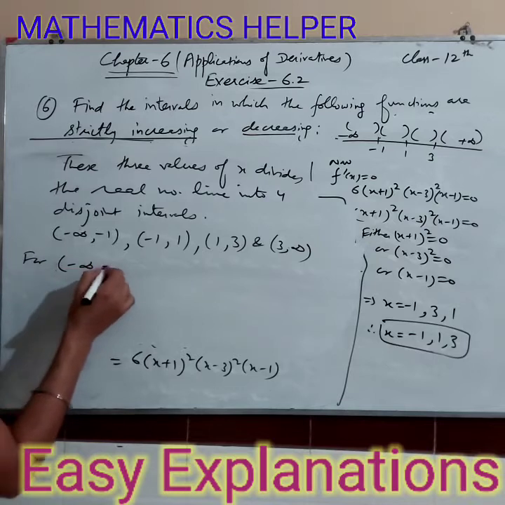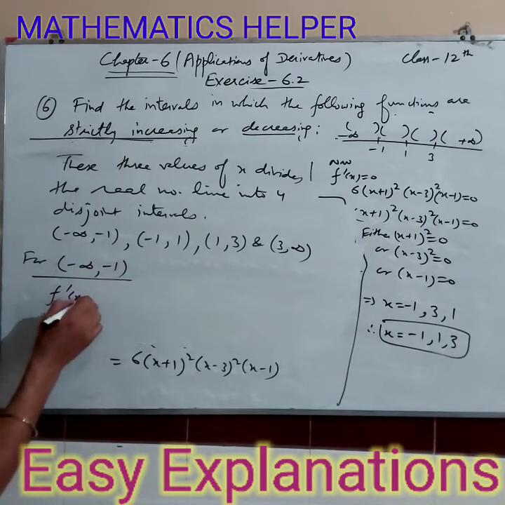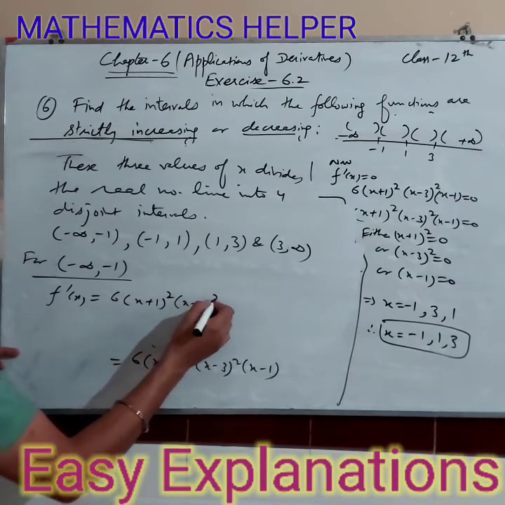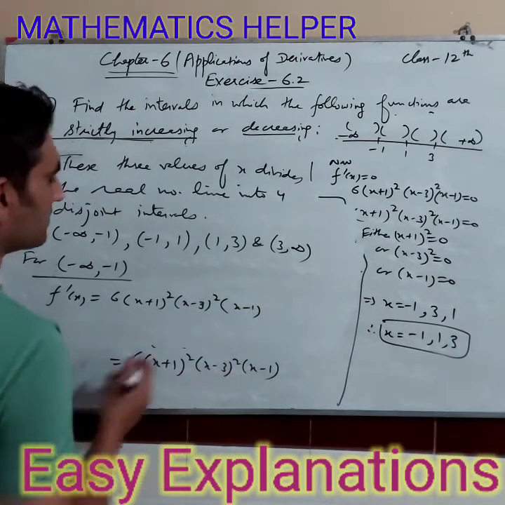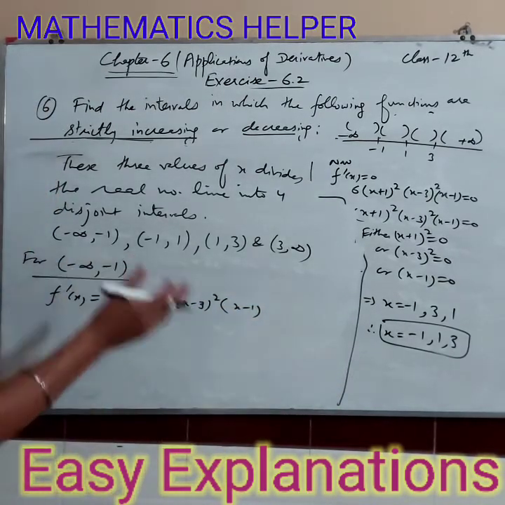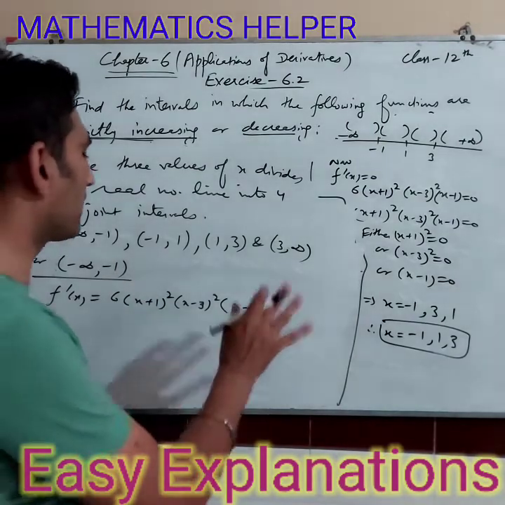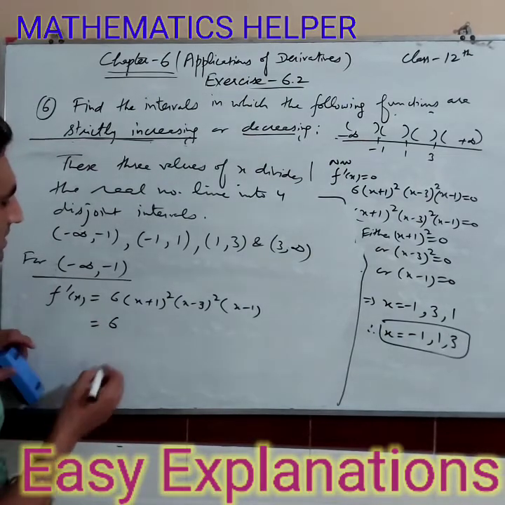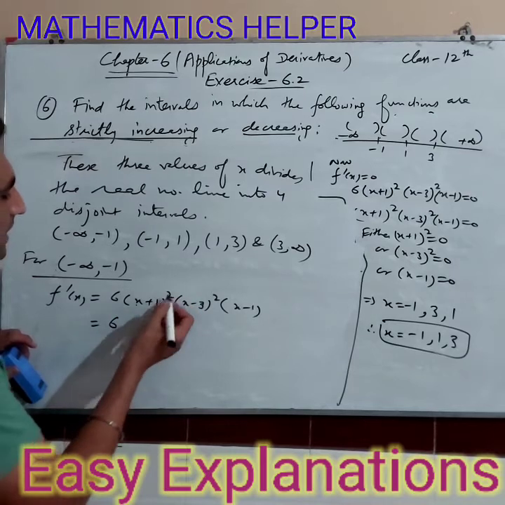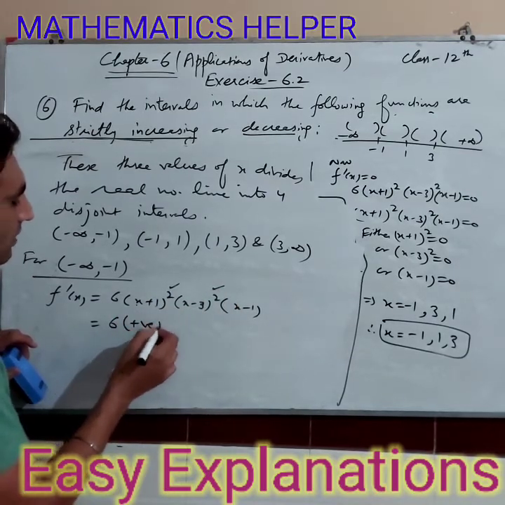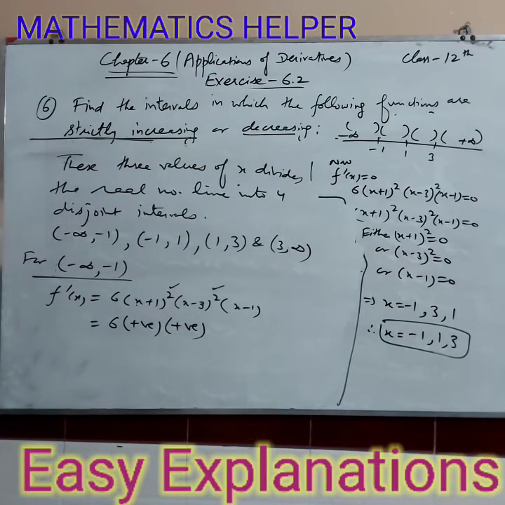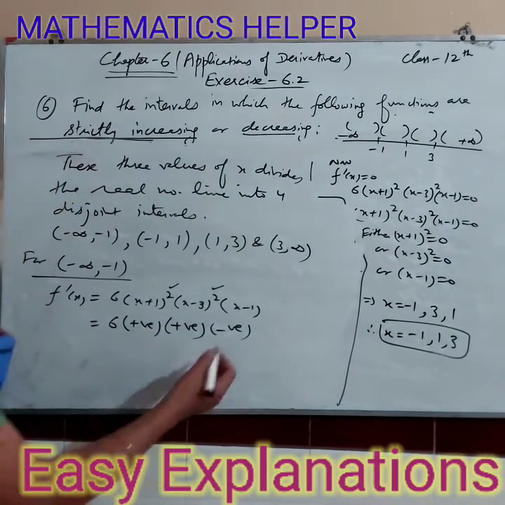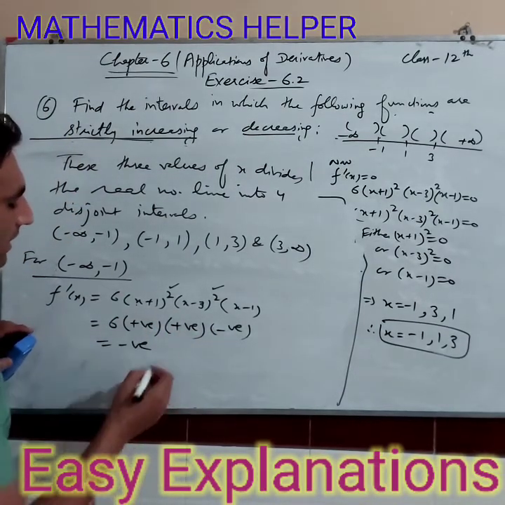For the first interval, minus infinity to minus 1, our derivative is given here. It is 6 into (x plus 1) raised to power 2, (x minus 3) raised to power 2, and in the end you have x minus 1. Now we will check the sign for this interval. You can take any negative number. For example, if I take minus 2, there will not be any effect on 6. Minus 2 plus 1 will give minus 1, but because of the square you will get positive answers for both brackets in every case. But when you write minus 2 minus 1, it gives minus 3, which is negative. So our overall answer will be negative, or less than 0.